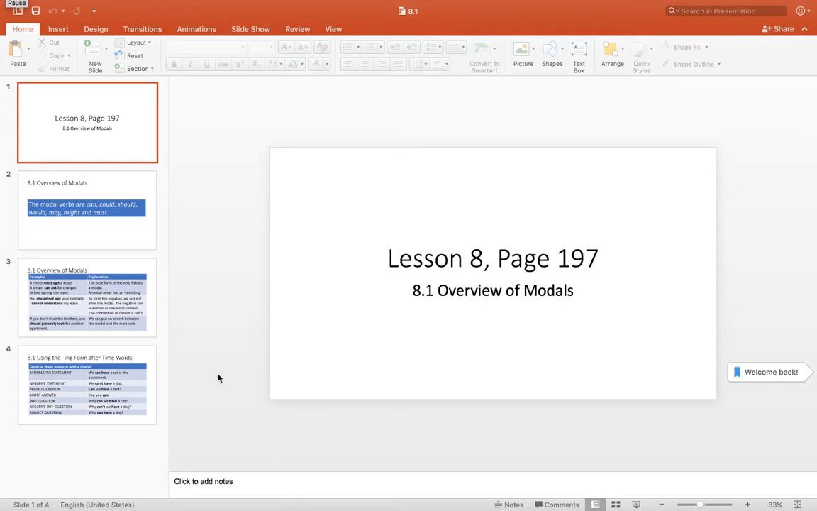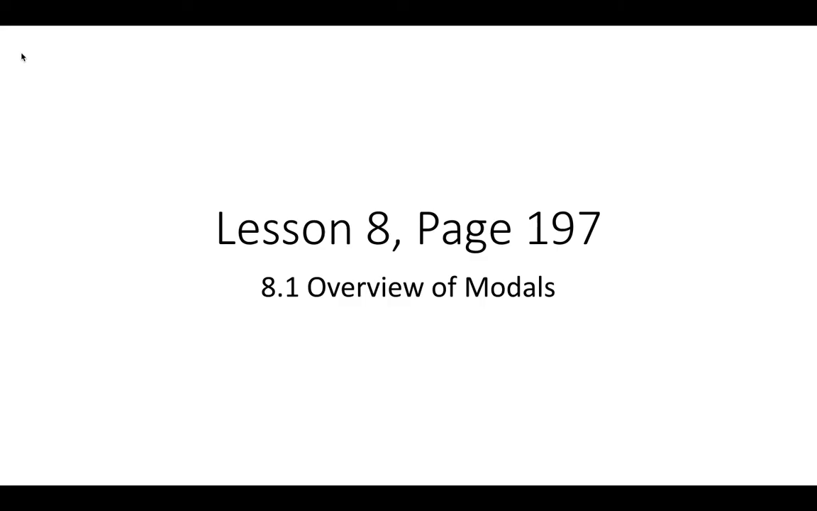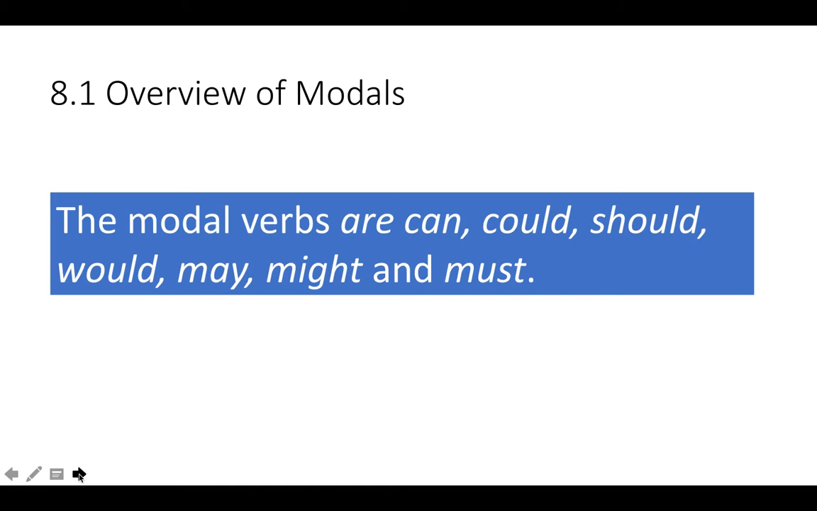Here we are beginning to look at modals. This is Grammar Explanation 8.1 on page 197. Okay, modal verbs: there's 7 of them: can, could, should, would, may, might, and must. We have 7 of them in English, and it's a small group of verbs that have special rules and special behavior different from other verbs.